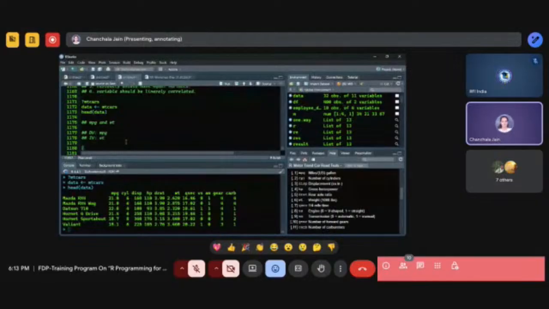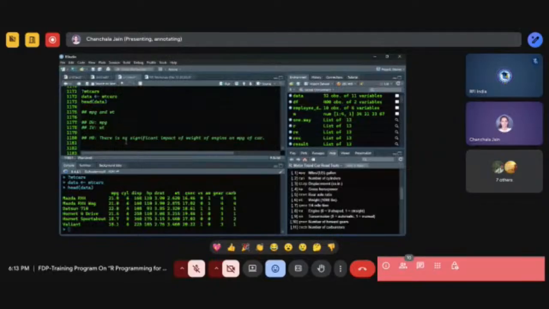Right. If we have this clarity, I can easily write my hypothesis as: there is no significant impact of weight of engine on MPG of car or four-wheeler. Is it fine? Miles per gallon of car. Is it fine? Yes, ma'am. Okay, so this will be my null hypothesis.